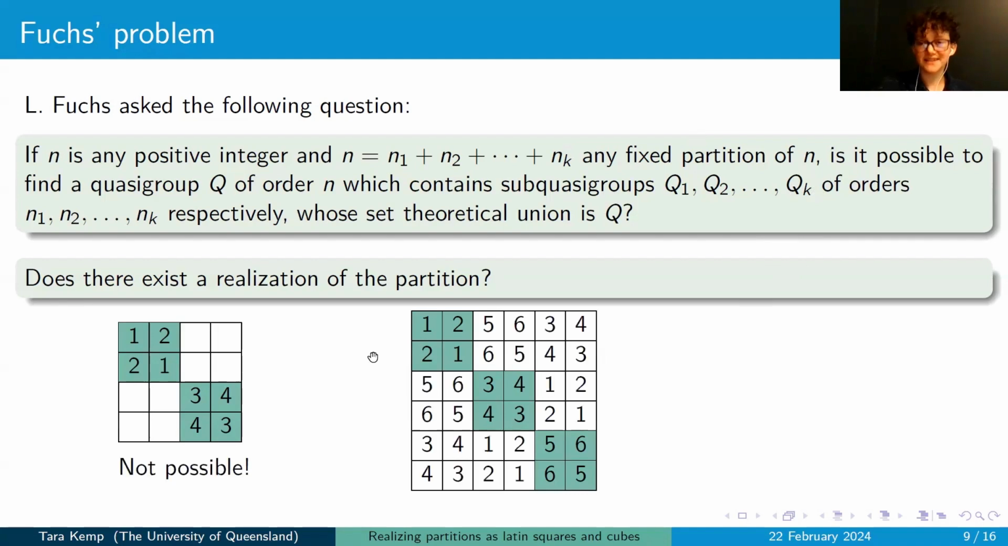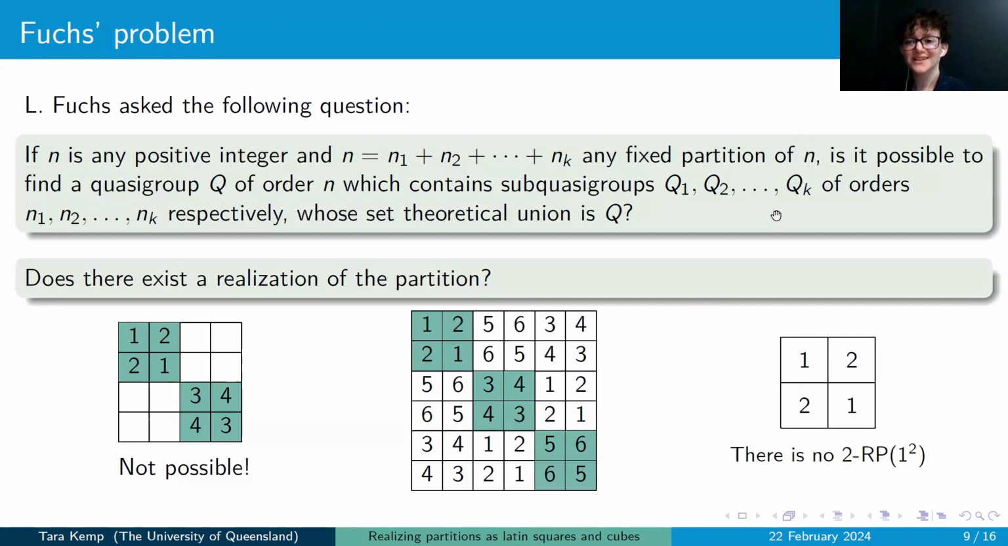And the second one here is possible. So the second one is a realization of partition 2, 2, 2. It can be filled in a number of different ways, and this is one of them. All right. If you're not convinced that there are some that don't work, the partition 1, 1 cannot be realized for a Latin square. So this is the only order 2 Latin square. And as you can see, those two diagonal cells have to have the same number. You can't have different numbers. And so it's not possible to realize 1, 1.